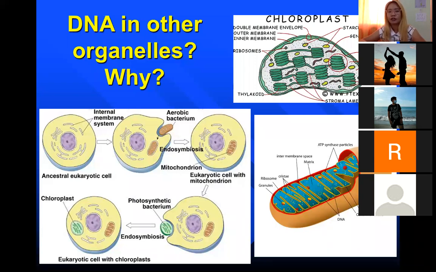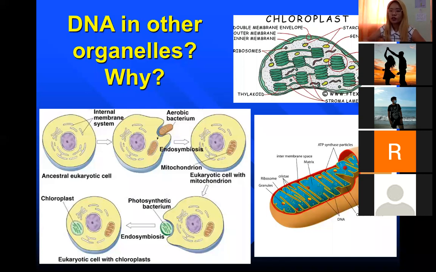Kaya nga sabi nila, it's very important that you are very specific or you're medyo taasan mo yung standard sa pamimili ng magiging future mother of your children. Kasi lahat halos ng mamanahin ng anak mo will be coming from them. Okay? For plants naman, the chloroplast also has its own DNA.